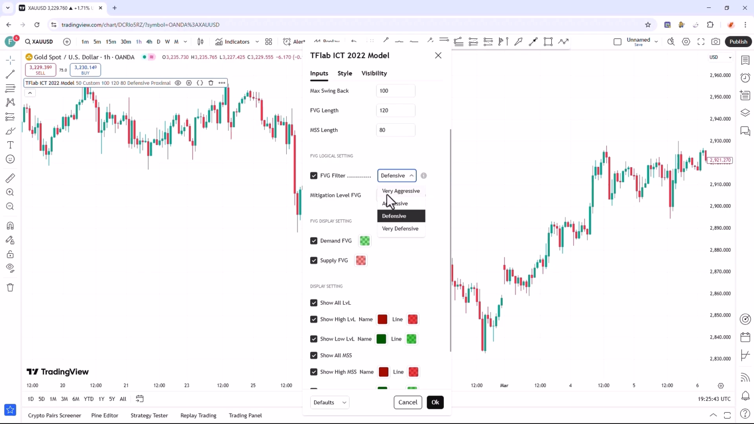very defensive. The further down you select from the top, the stricter the criteria for identifying FVG become, with the default set to defensive. In the next section, you can set the FVG mitigation level, which includes 3 levels: proximal, 50% (OB), and distal. You can choose one of these 3 modes.